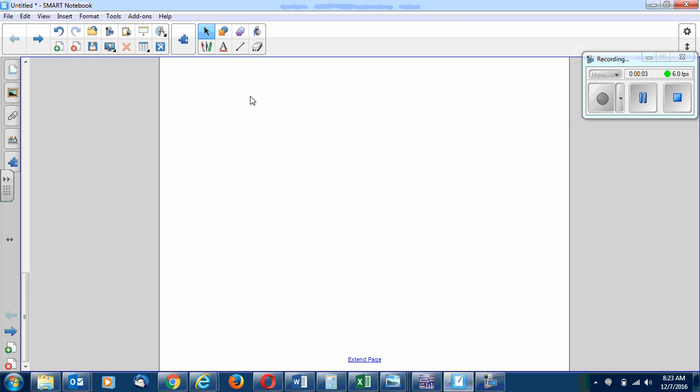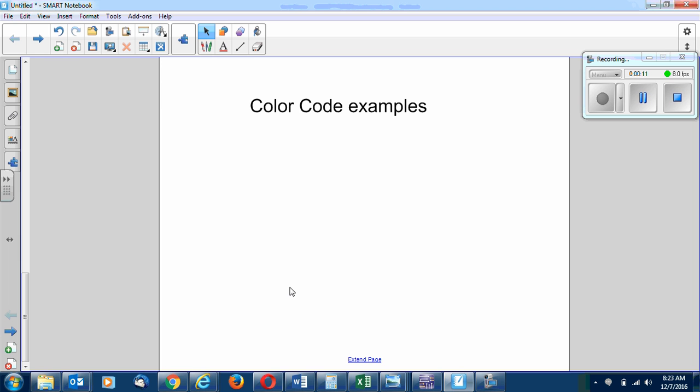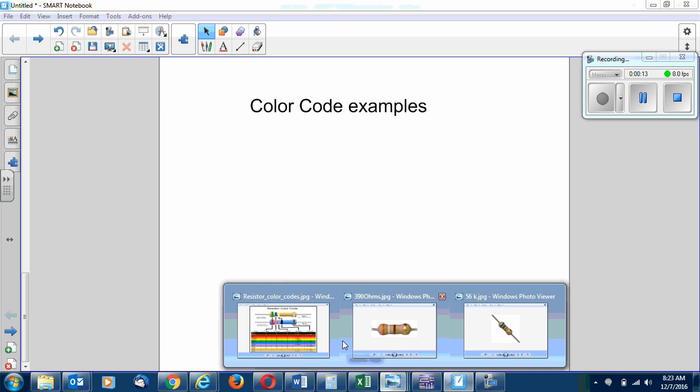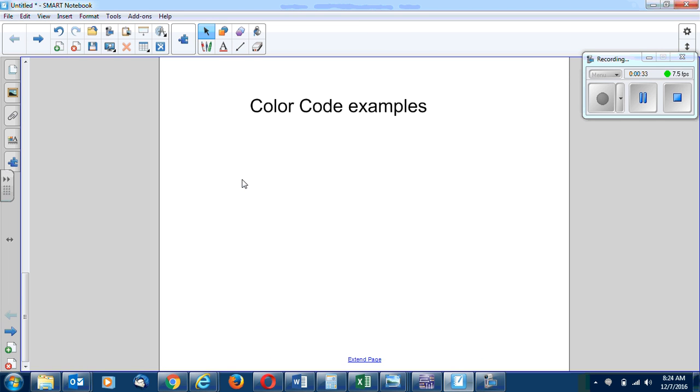Okay guys, so now I want to do a couple of color code examples. The first one, we're going to use the 5-band resistor from the color code picture right here. I told you last time it has a narrow tolerance, but it reads exactly the same way. So first you've got your first band and it's red. In the first band column, the number for red is 2. So I put down 2.